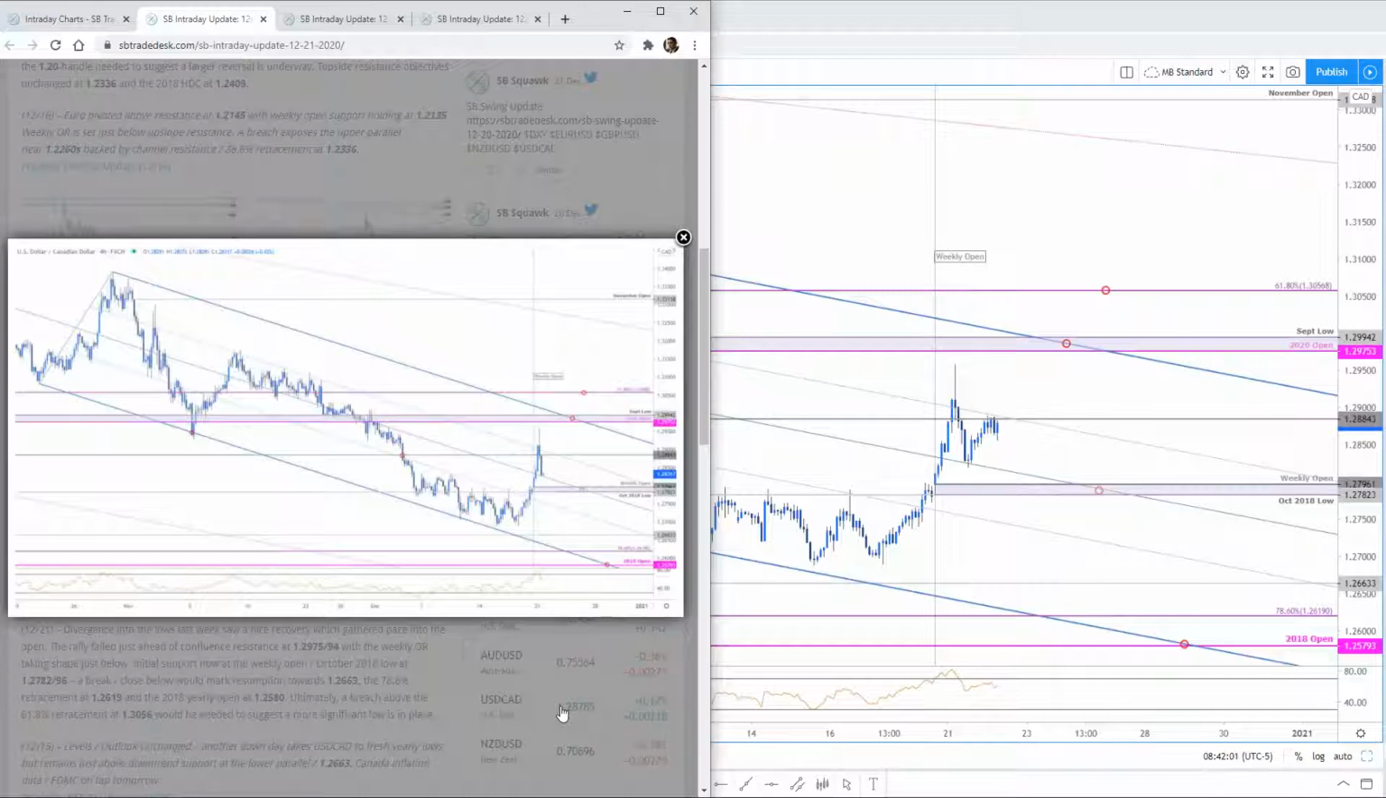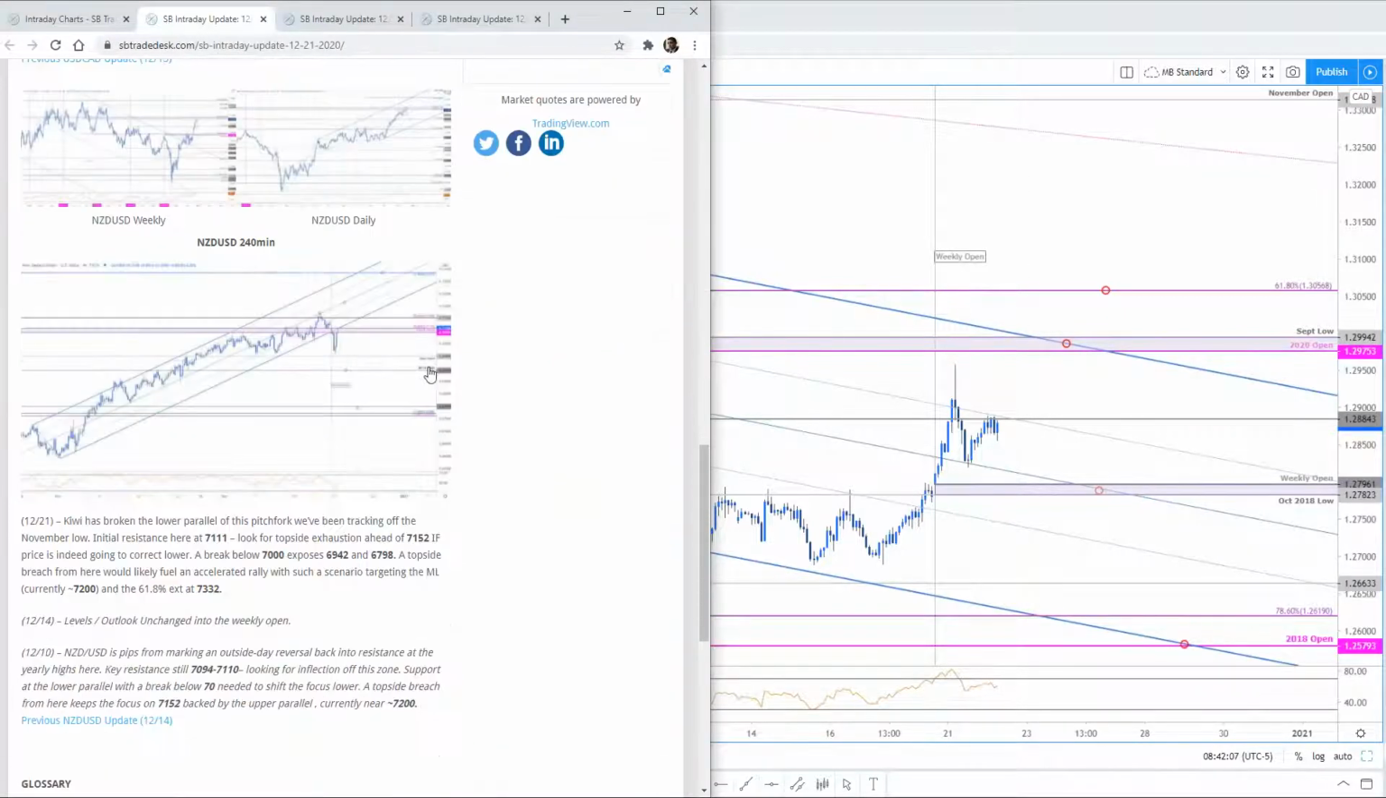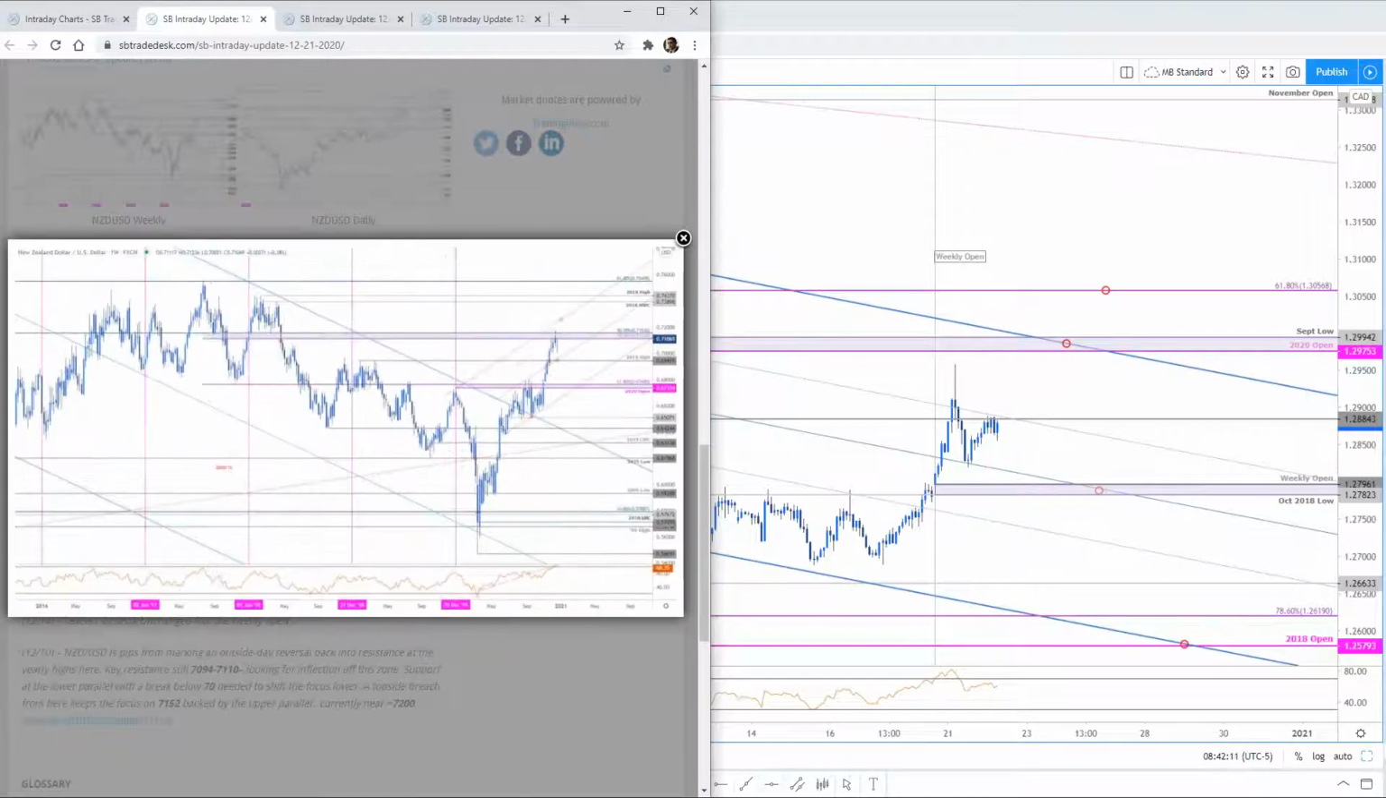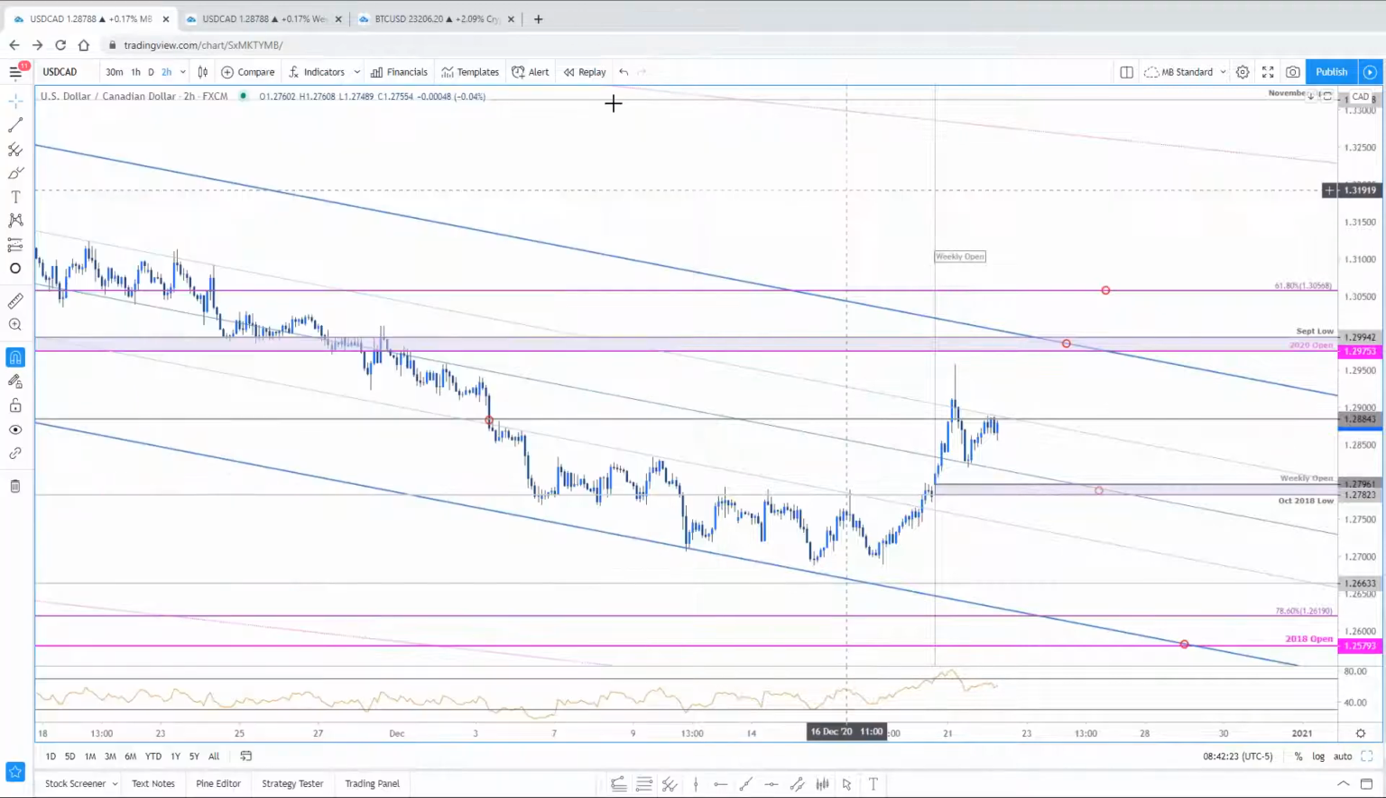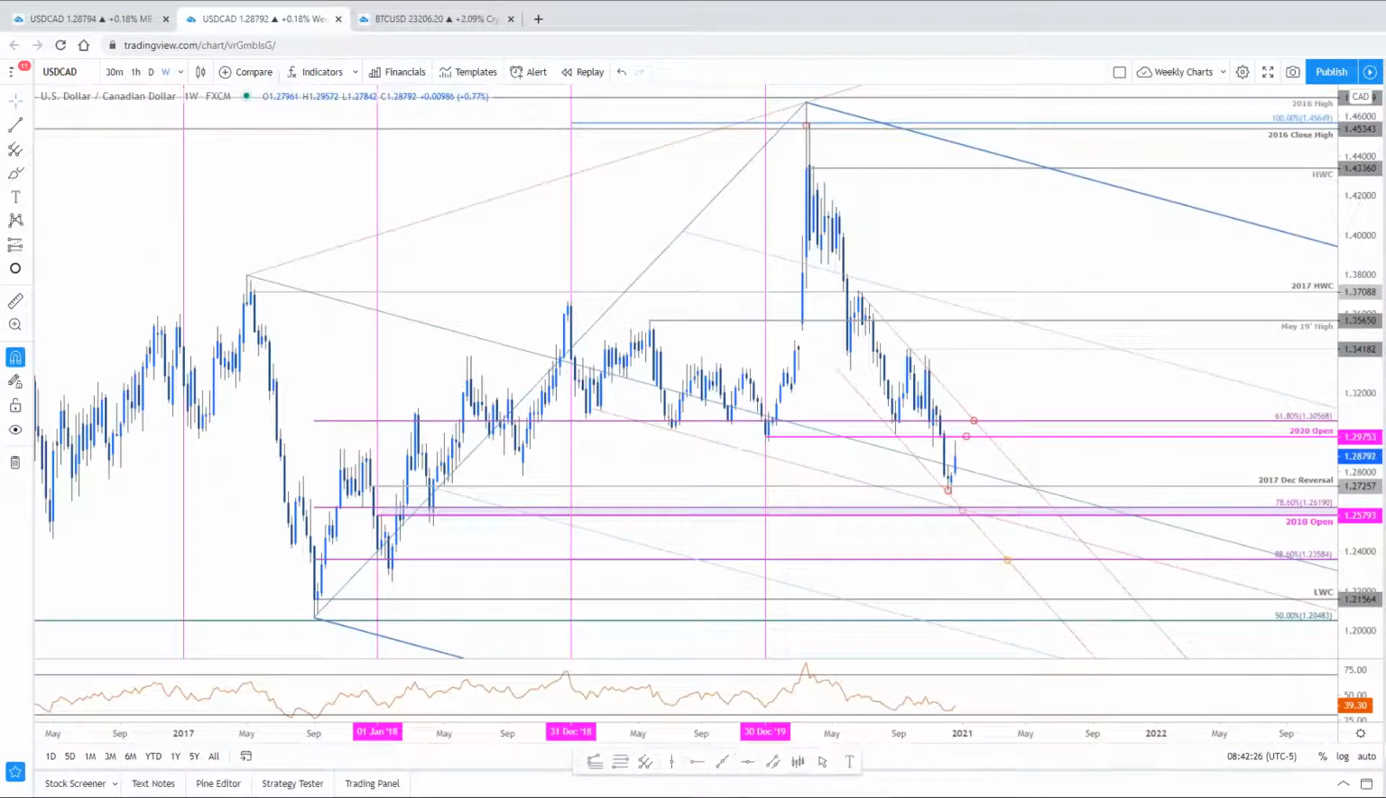Okay, number 4 is Kiwi. And this is another one I highlighted yesterday just because of the nature of the reversal, where it happened and how it happened. So the level in focus was this huge resistance zone on the weekly charts for Kiwi.